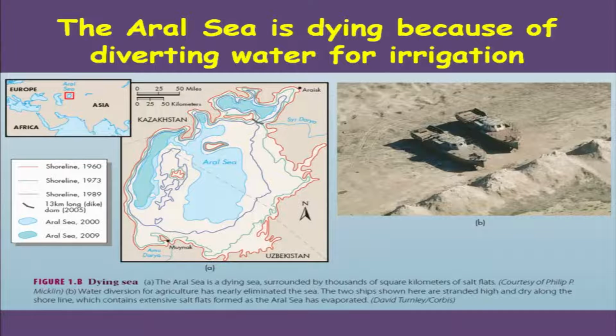The Aral Sea is dying because of diverting waters for irrigation. The Aral Sea was fed by some major rivers, dams were constructed on them, and the water was diverted for irrigation, which resulted in depletion of the water level in the Aral Sea. You can see the condition: ships are lying on the sand floor.